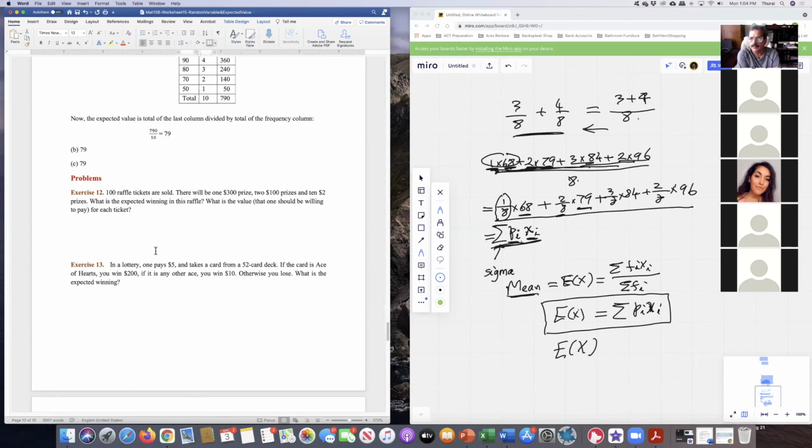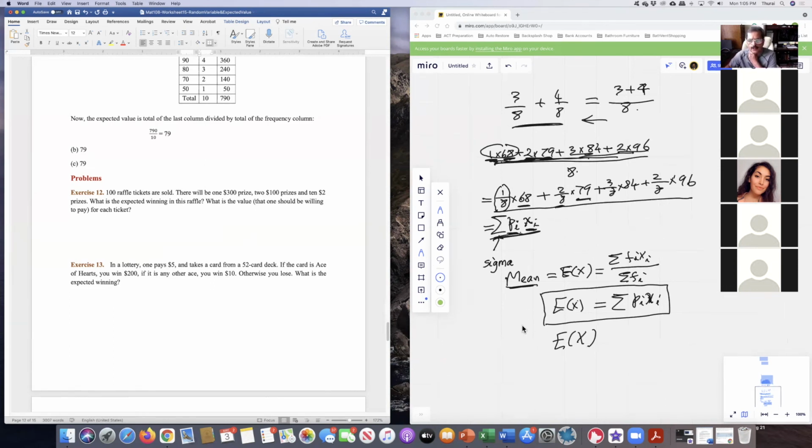All right, going to exercise 12. 100 raffle tickets were sold, and there will be one $300 prize. You understand raffle tickets. If 100 tickets are sold, not all of them are going to be winners. There will be one $300 prize, 2 $100 prizes, and 10 $2 prizes. Now the question is, what is the expected winning in this raffle? That means, if you buy a ticket, what amount can you expect to win? That's the same as the average value. So we need to figure out the average winning.